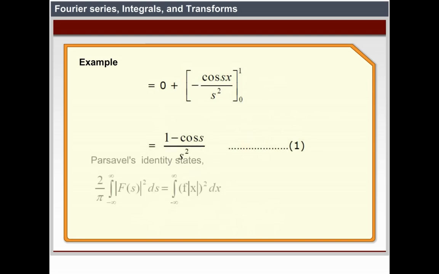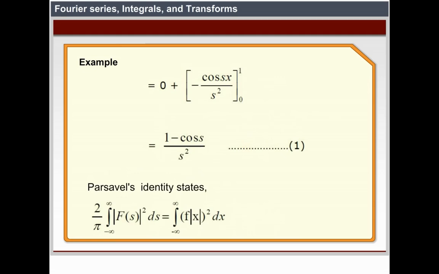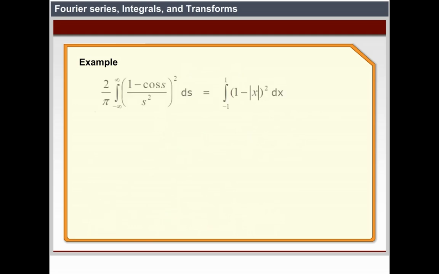Equation number 1. Parseval's identity states that 1/(2π) times the integral from minus infinity to plus infinity of |F(s)|^2 ds equals the integral from minus infinity to plus infinity of |f(x)|^2 dx.